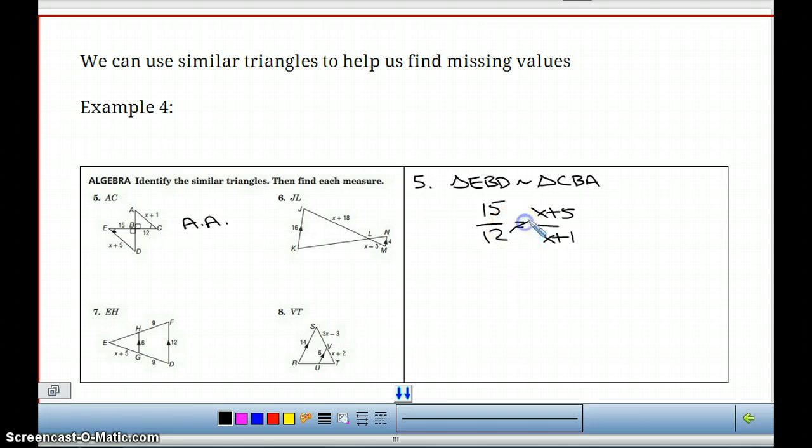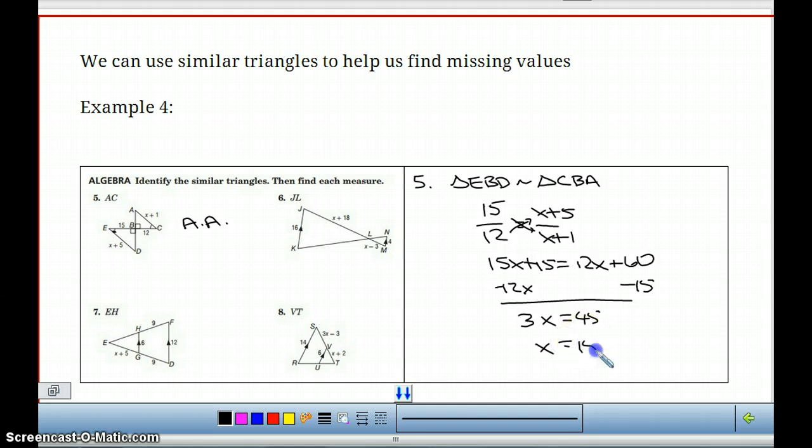And then again, we're going to do our cross products where we multiply the means and the extremes. So that's 15x plus 15 equals 12x plus 60. Take away the 12x and take away the 15. 3x equals 45. That means that x equals 15. But the question doesn't ask what x is. They want to know what AC is. So AC is 15 plus 1, 16. And thus we have similar triangles.